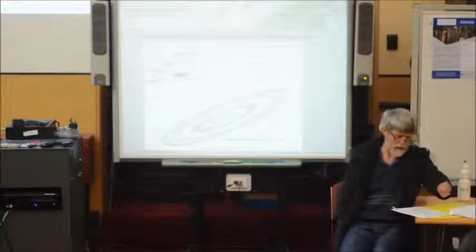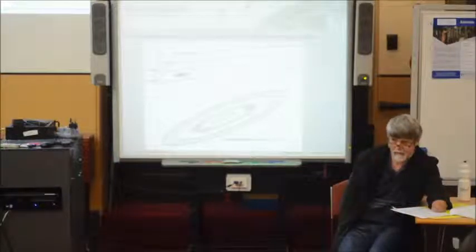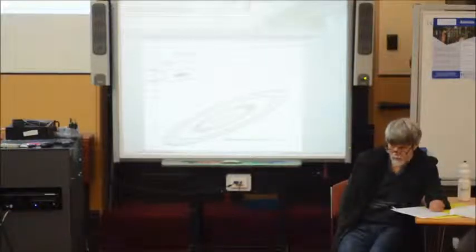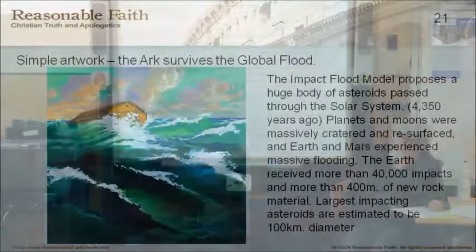This huge body of impacting asteroids. And I'm going to describe the flood again using it, as well as the Bible. God has persuaded Noah to build an ark. Slide 21 is a suitable backdrop.